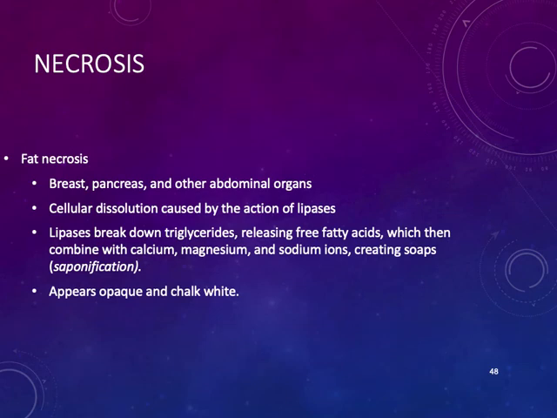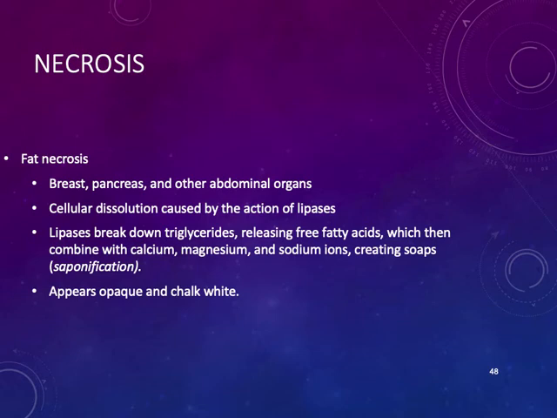Fat necrosis is another one that you'll see. I've seen it, unfortunately, with breast cancer, severe late-stage breast cancer. You can see it with very severe pancreatitis and other abdominal organs, but I would say the pancreas and breast are very common. With the pancreas, there's a lot of digestive enzymes, obviously, and it causes cellular death in that area. It can break down the triglycerides, and it basically releases fatty acids, which combine with calcium and magnesium ions, and they actually create what they call a soap.